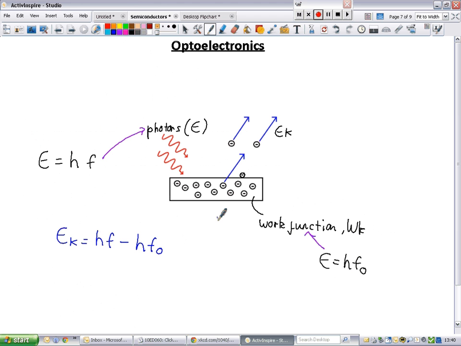So we use this technology to explain things like the photoelectric effect. It doesn't matter how many waves you put in, if they're not of the right frequency, then they won't cause photo emission to happen.